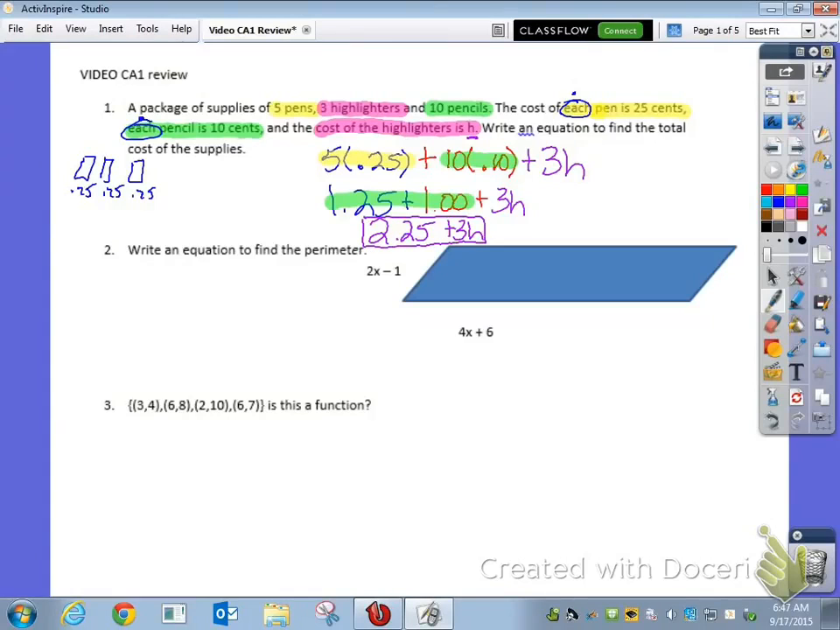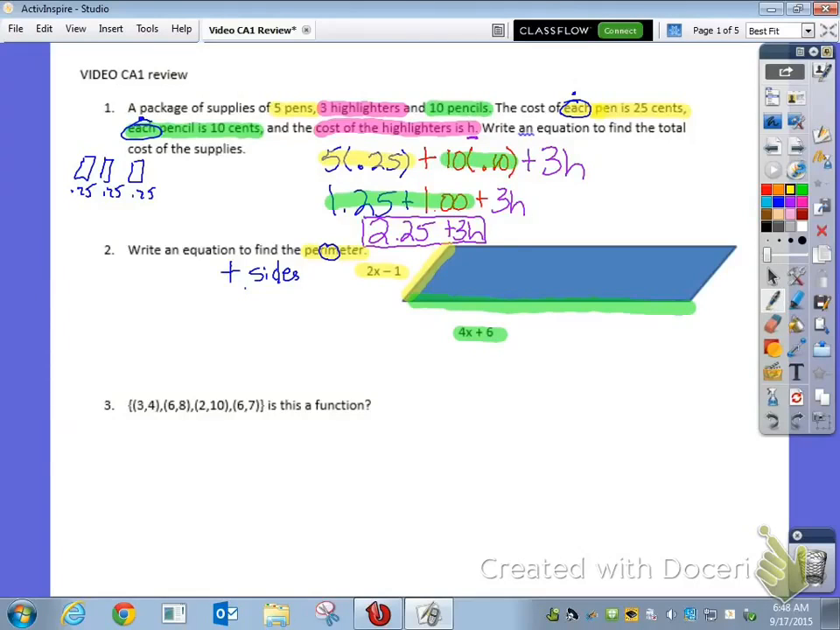Okay? On number 2, the key word is perimeter. And on perimeter, remember that the word rim tells you to add the sides. Okay, rim tells me add the sides, perimeter around the sides. Okay, so look at your sides and let's see what we have. This side is 2x minus 1. Okay, that's what that is, 2x minus 1. And then I have the bottom, which is 4x plus 6.